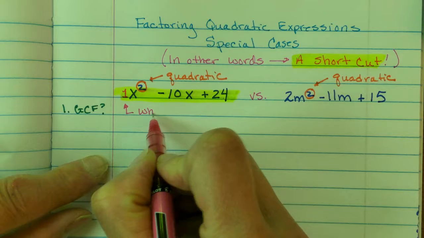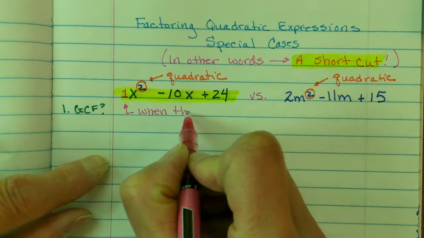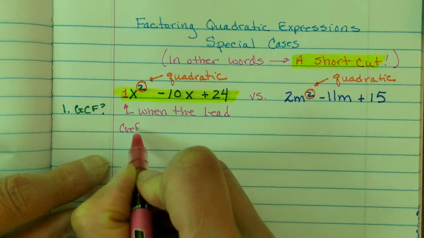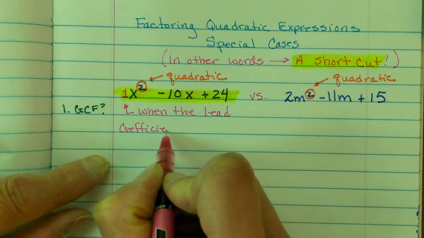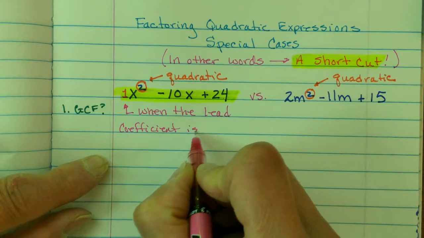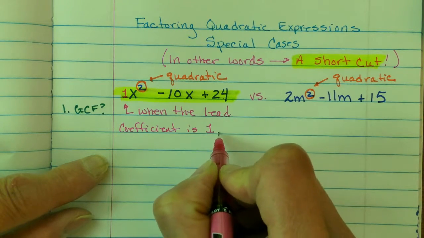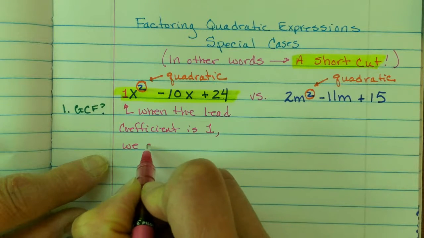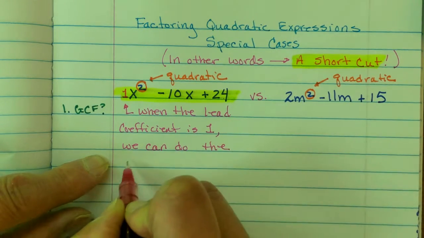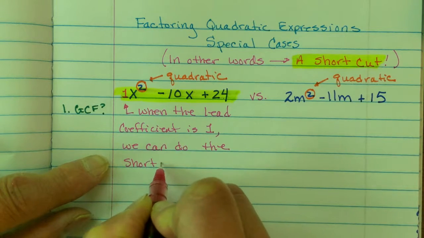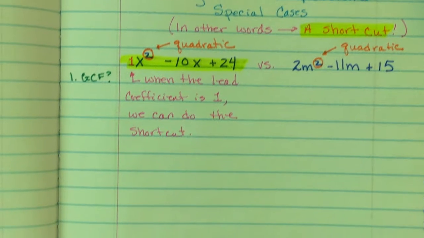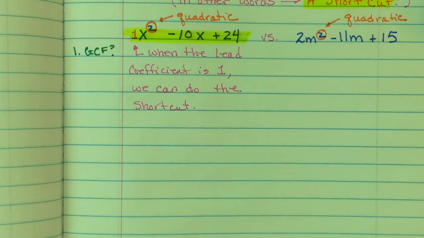So I'm going to write that down. When the lead coefficient, and that's the coefficient in front of that x squared, is 1, we can do the shortcut. Okay? So, let's go ahead and do the shortcut.